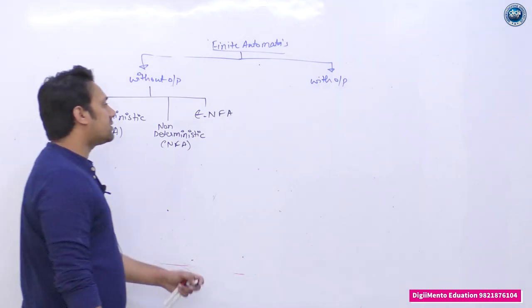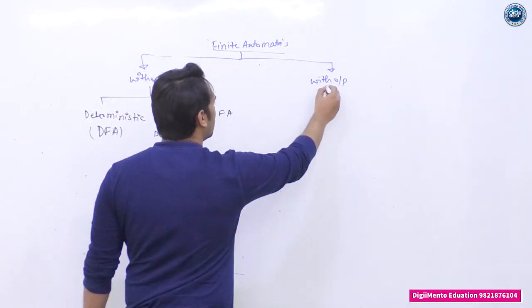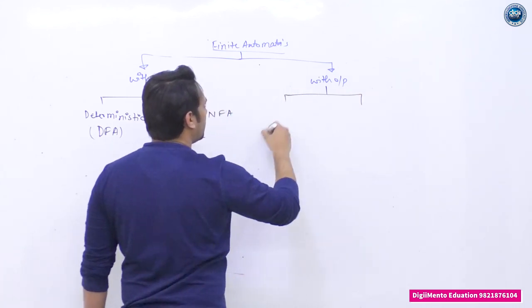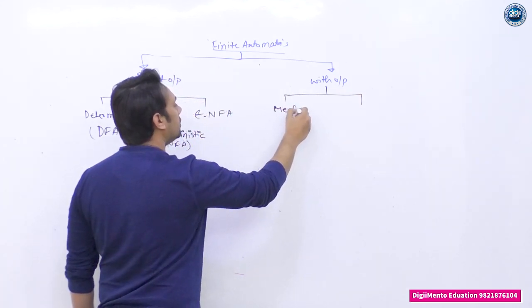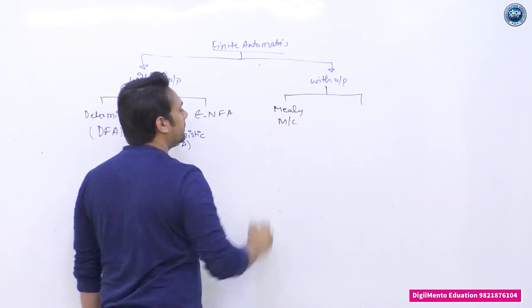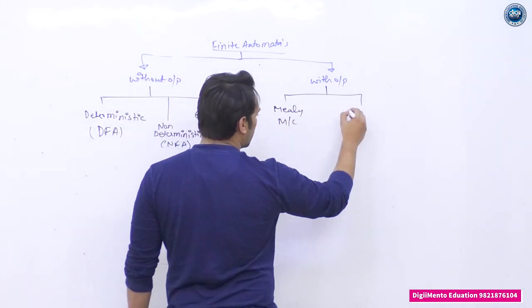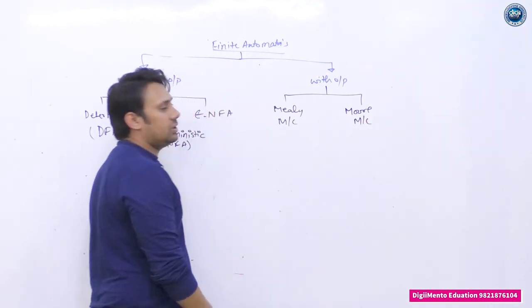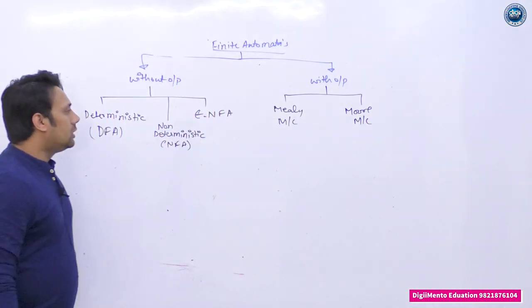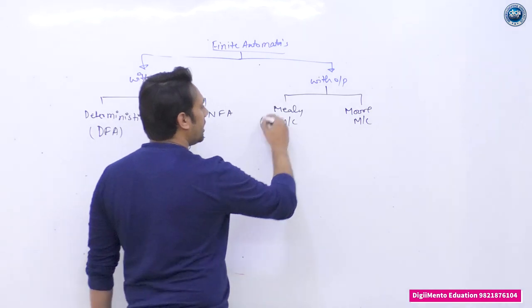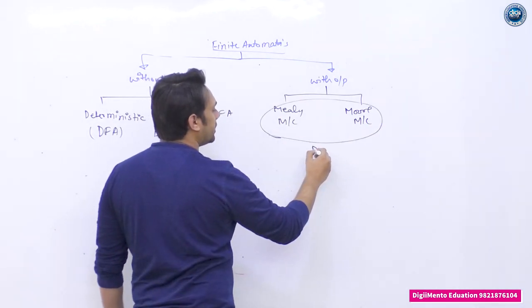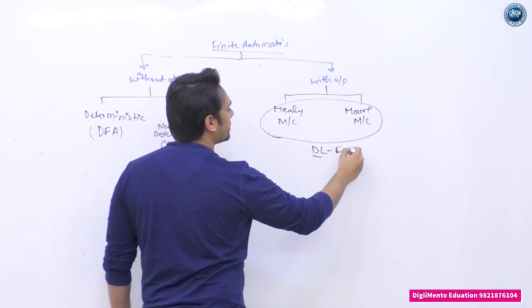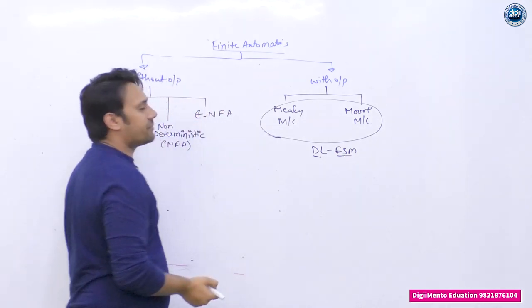Now when we discuss finite automata with output, here we'll have two models. The first model is the Mealy model, or you can say the Mealy machine. The second model is the Moore model, or you can say the Moore machine. You have also studied the Mealy machine and the Moore machine in digital logic in finite state machines, or FSM.